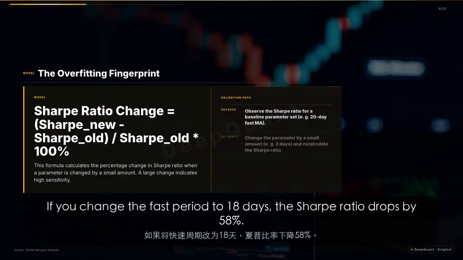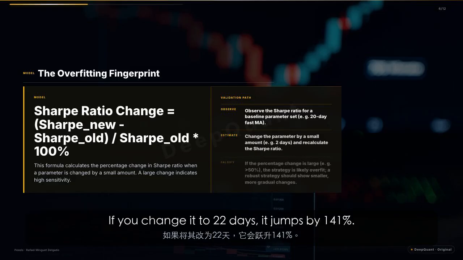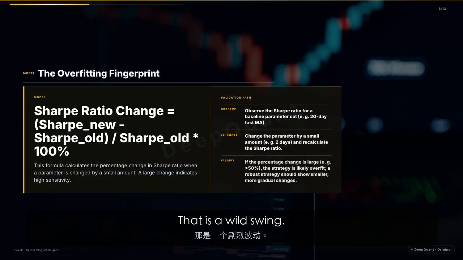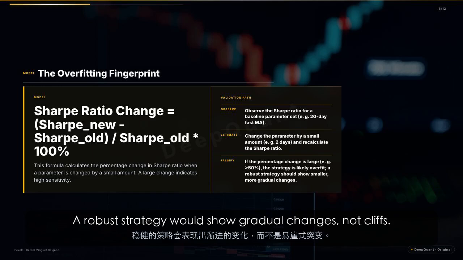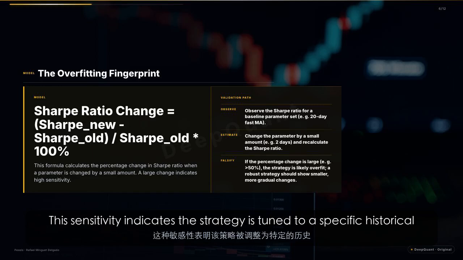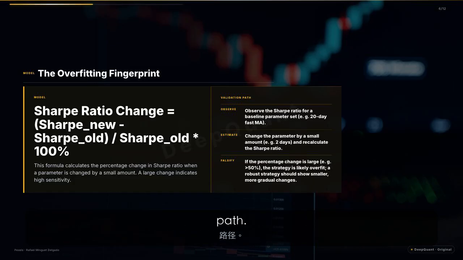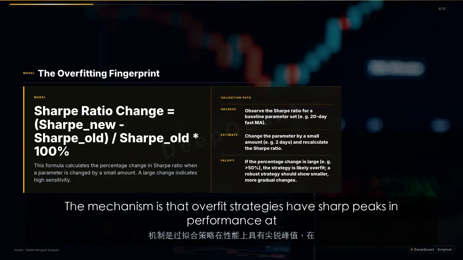If you change the fast period to 18 days, the Sharpe ratio drops by 58%. If you change it to 22 days, it jumps by 141%. That is a wild swing. A robust strategy would show gradual changes, not cliffs. This sensitivity indicates the strategy is tuned to a specific historical path.